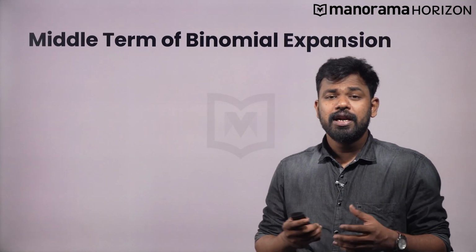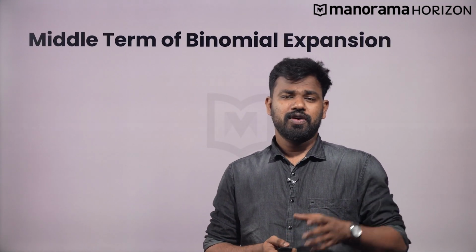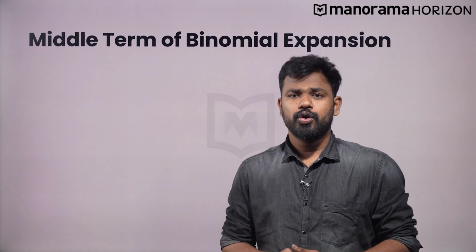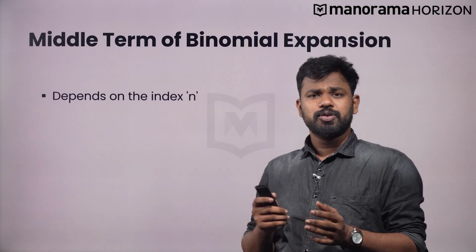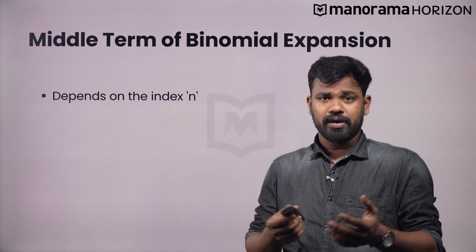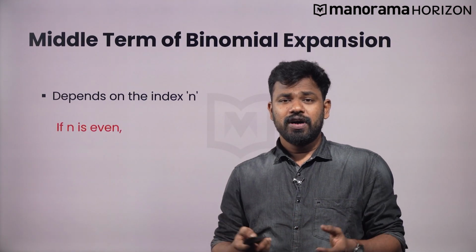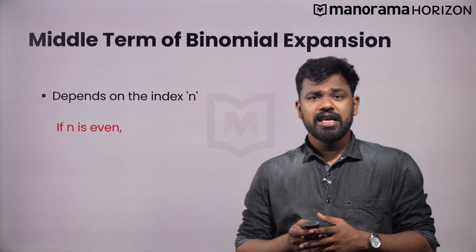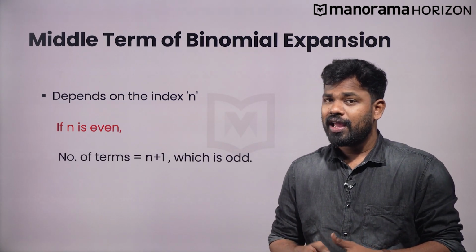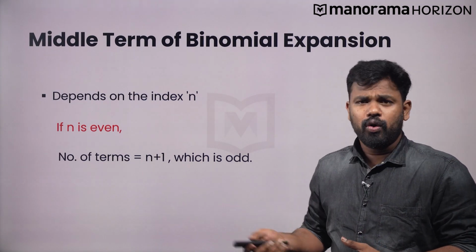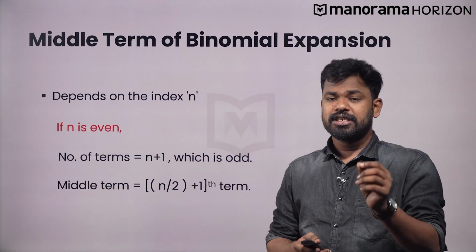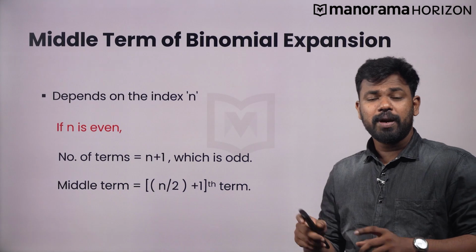Next, we will find the middle term of a binomial expansion. First, we found out what the general term is. Now, going to the middle term. The middle term of a binomial expansion depends on the index, the power n. This n can be either even or odd. First, consider n is even. When n is even, the number of terms is n plus 1, which is odd. Therefore, the middle term is given by the (n/2 + 1)th term.